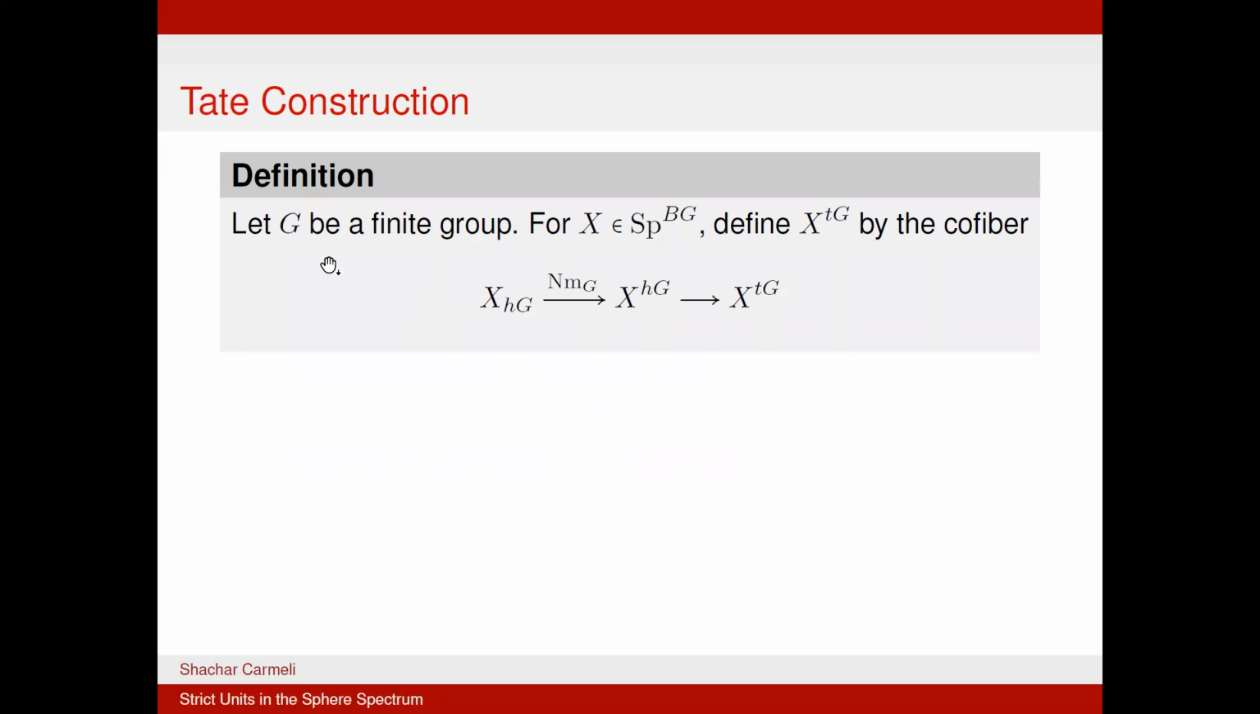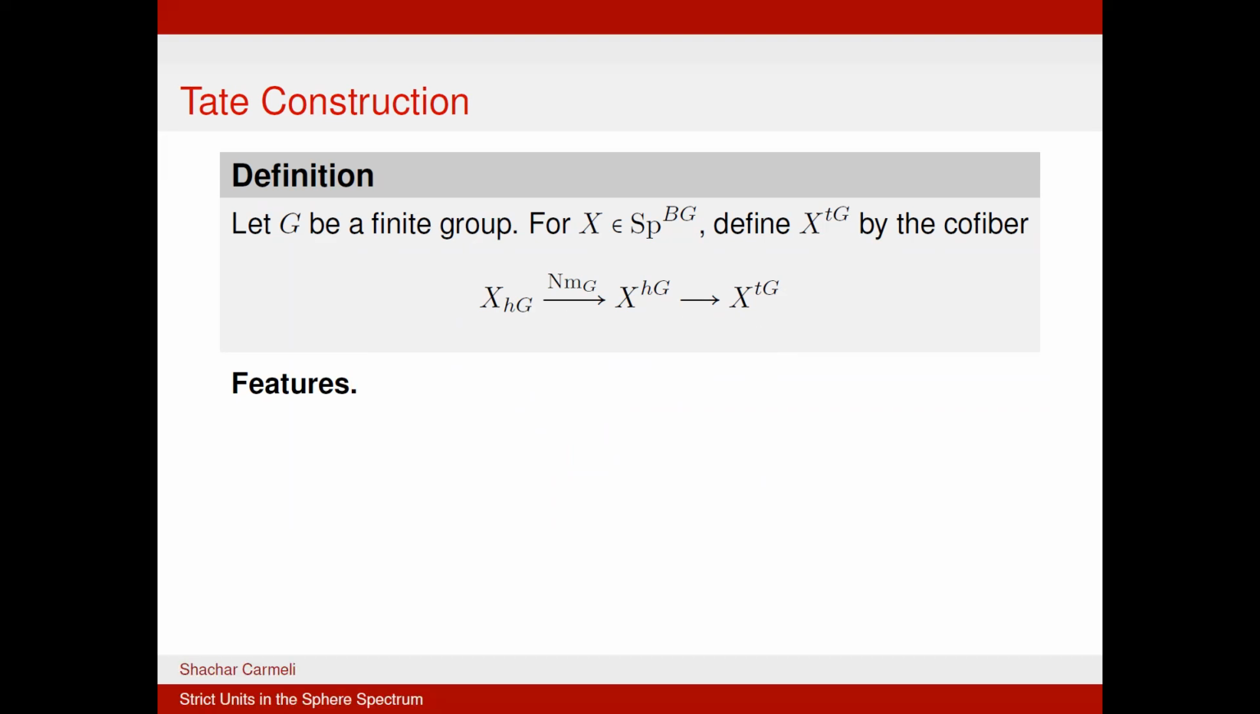Remember that if G is a finite group and X is a G representation in spectra, namely a functor from the classifying space of G to the infinity category of spectra, then we define the Tate construction to be the cofiber of the norm map going from the coinvariants to the invariants. This is the map that takes a coinvariant class in X and symmetrizes over the group, summing over the group elements to get an invariant class. And the cofiber is called the Tate construction. So it is some kind of invariants modulo invariants which are invariant for boring reasons, in some sense.